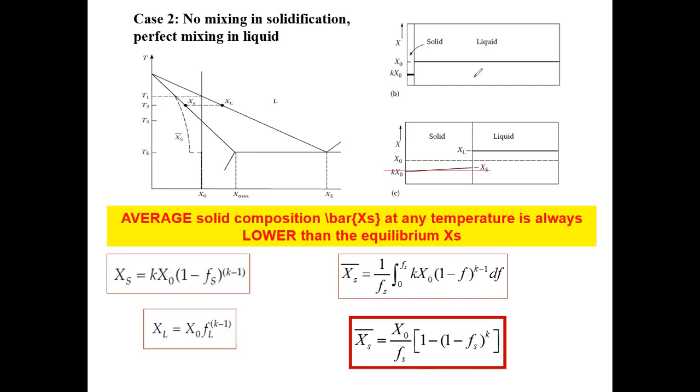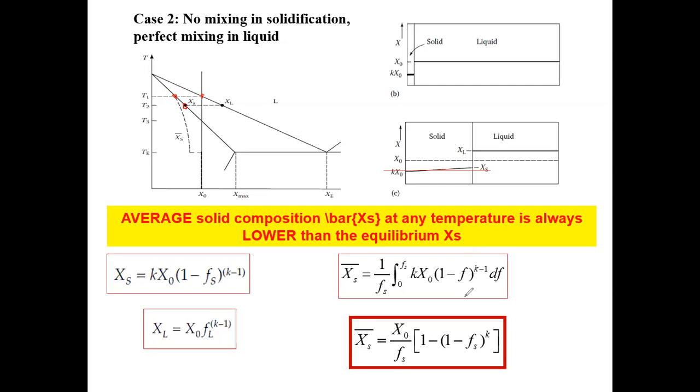So the thing that we need to do here is to ask: what does the phase diagram tell you? The phase diagram tells you the average solid composition at any temperature, right? If you think about the equilibrium case, we start with this temperature, so we get kx naught. If we keep the system in equilibrium, at some temperature the system is going to have this xs as my solid composition.